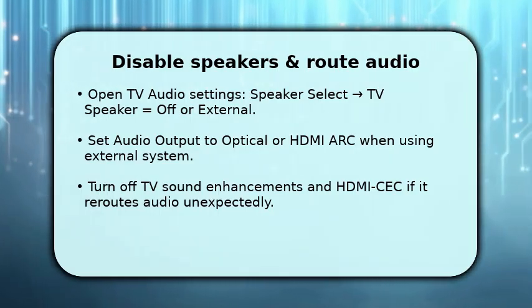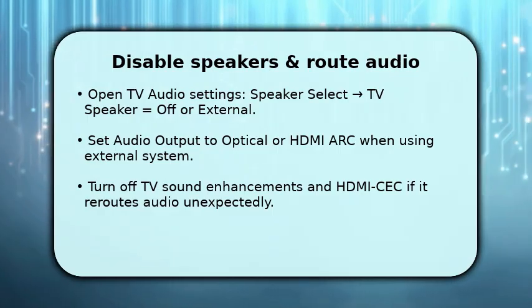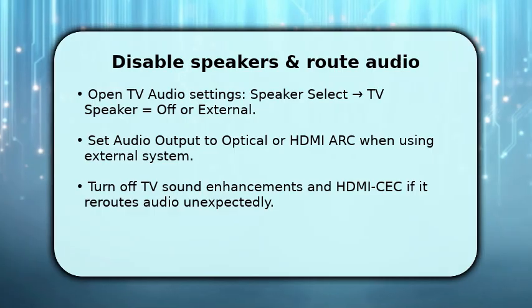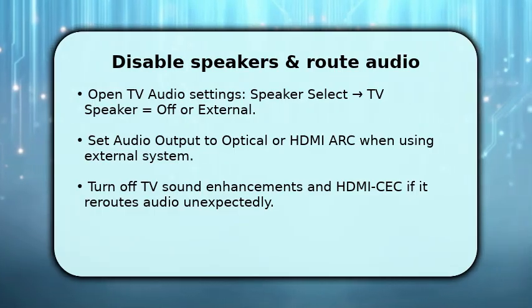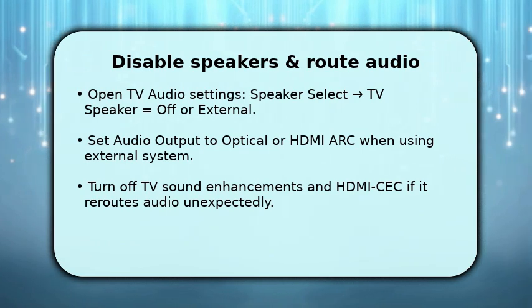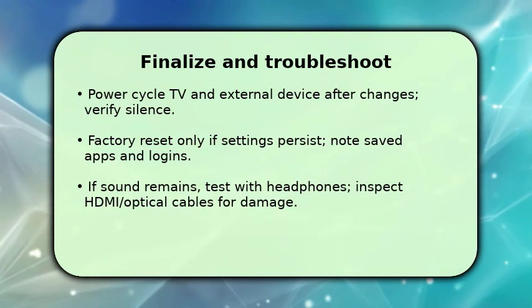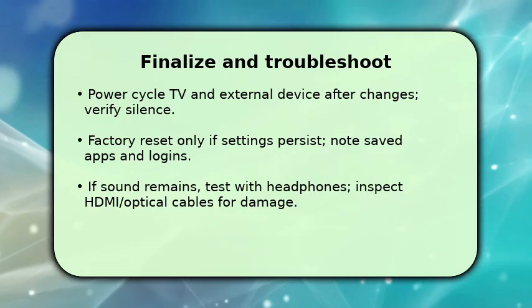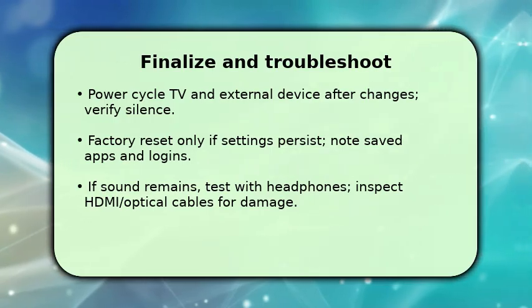Turn off sound enhancements and HDMI CEC if the TV keeps routing audio back to its speakers. Update firmware if available, since software bugs can block audio routing changes and cause unexpected sound. Finish by power cycling both the TV and any connected gear so new settings take effect. After that, confirm the TV stays silent.